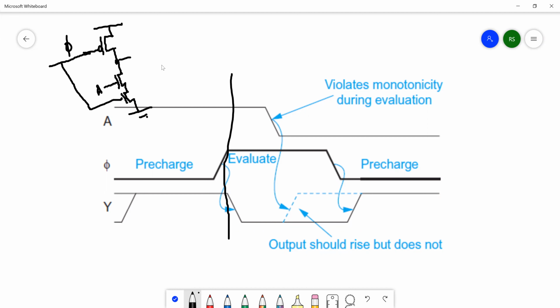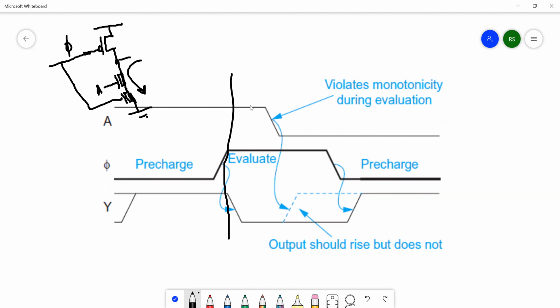Okay, so this is the circuit, and they're showing the output. When phi equals 0, no problem, output is at 1. When phi equals 1, the evaluate phase starts, and if you see this particular input combination, A is equal to 1. So as soon as the evaluate phase starts, this transistor is going to be conducting, and phi is also equal to 1, which means this is also going to be conducting. Output is discharged, and that is what you see at the beginning of the evaluate phase.